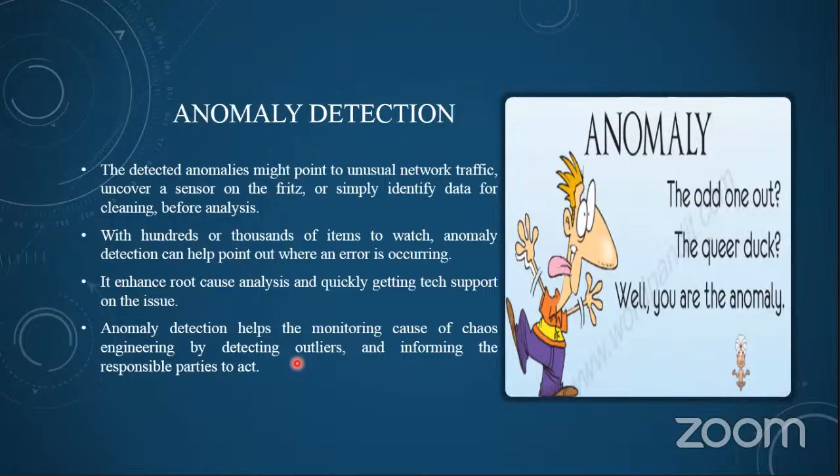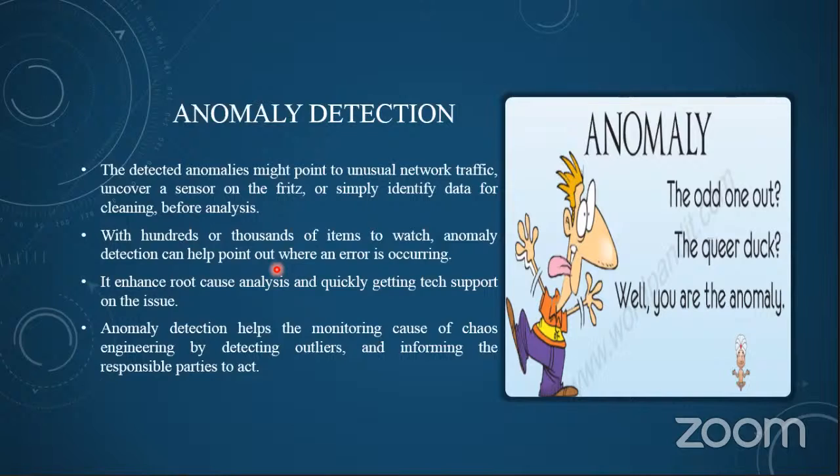And the next point, with hundreds or thousands of items to watch, anomaly detection can help point out where an error is occurring. So that is correlated to the first point. You can say that there were multiple data points in your system, and you can find where the error is occurring from that particular data using anomaly detection.